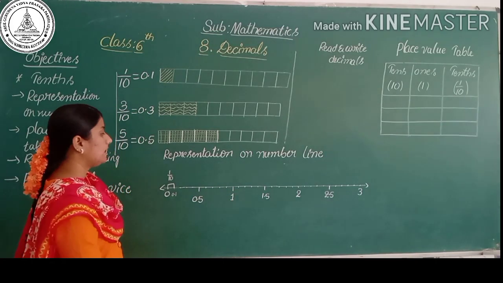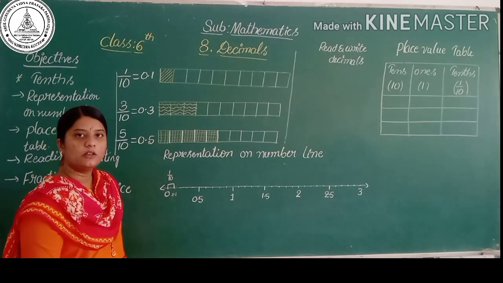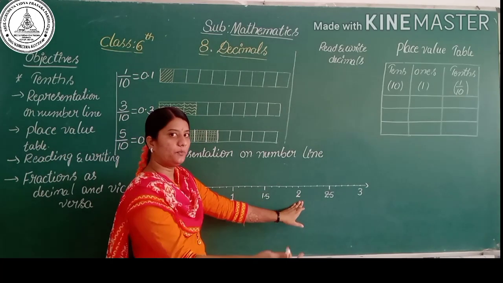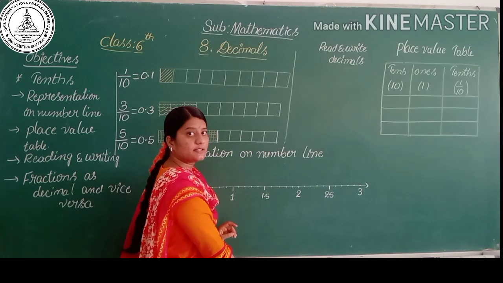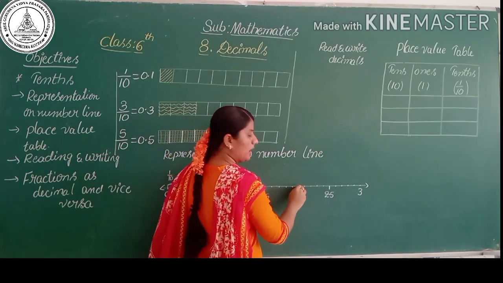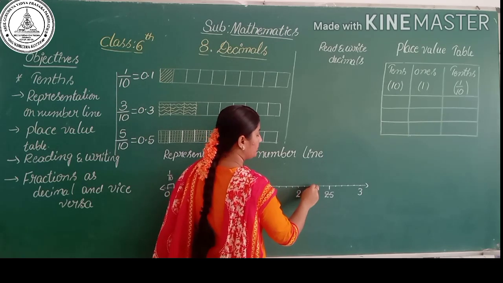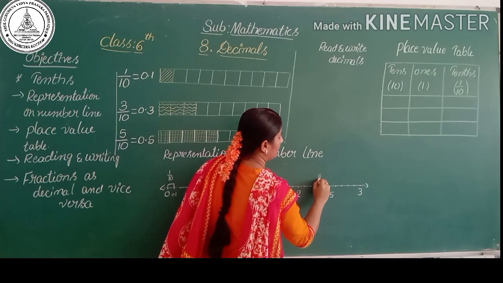and 10 by 10, that is 1. Okay, yes, can you represent 2.4 on a number line? So 2.4, here there is a whole number 2, after that 0.4. So 0.4 means 4 by 10s, right? So here there is a 2, after that we have to count 4 unit places. 1, 2, 3, 4. Yes, it is 2.4.